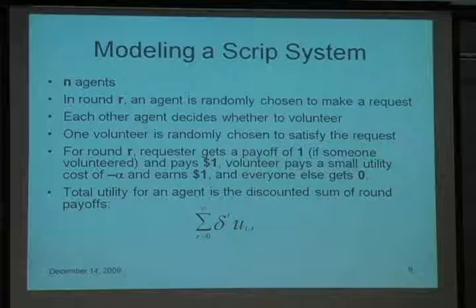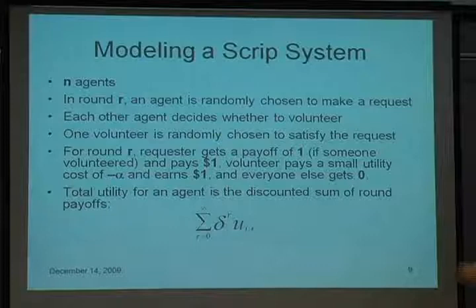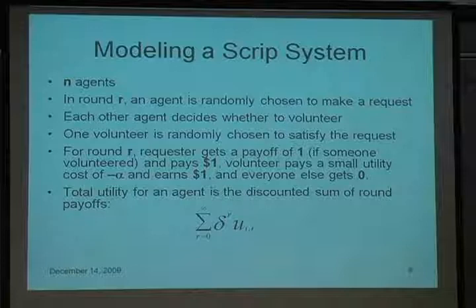One person is going to be randomly chosen from among those people to need the service provided. And then each other agent has to decide whether or not to volunteer. Now, in reality, lots of people are doing this at the same time, but for simplicity, we're breaking this down into all of those things happening one at a time. And so assuming somebody volunteers to satisfy the request, one of those volunteers is going to be chosen. There might be a lot of people willing to babysit you, but you're only actually going to have one of them babysit for you.